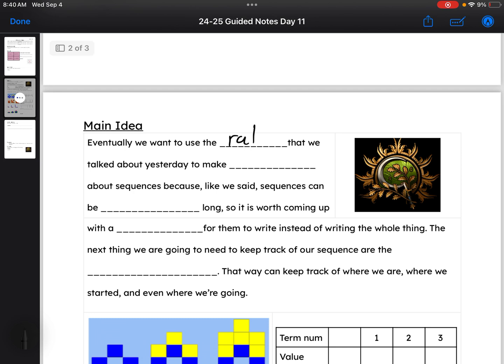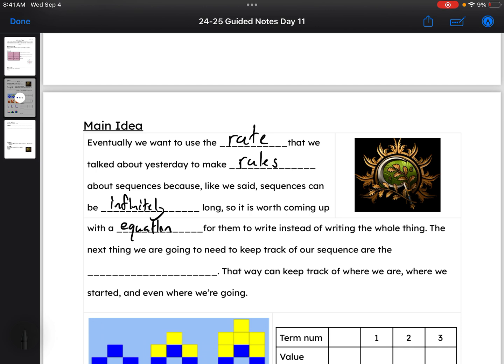Eventually, we want to use that rate that we came up with yesterday to make equations or rules about sequences, because like we said, sequences can be infinitely long, which means we can't write out the whole thing. So it's really worth coming up with an equation instead of writing out the whole thing, because literally that would take forever.